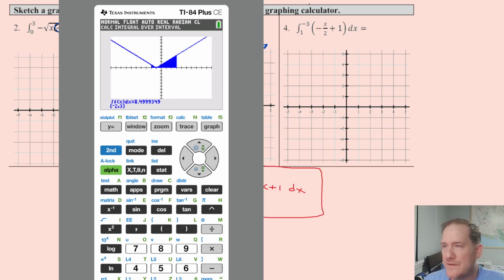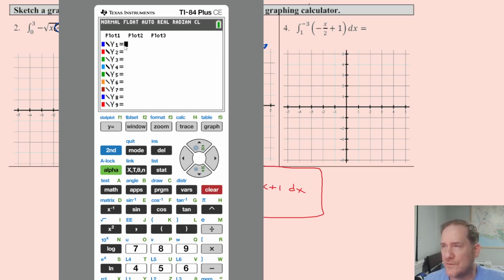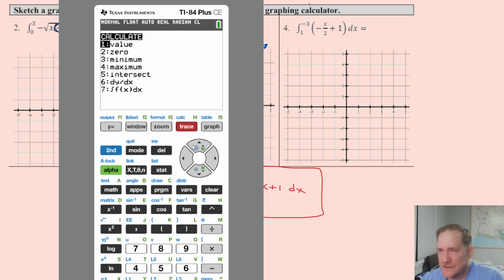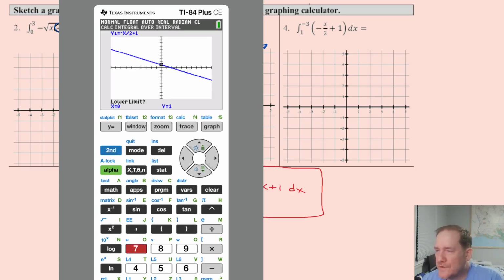All right, but again, the keystrokes were to go into y equals first and enter your function, which will be -x/2. Then we're just adding 1. So that's fine. Yeah, okay, it's just a line. So let's second calc option 7, 1 to -3.